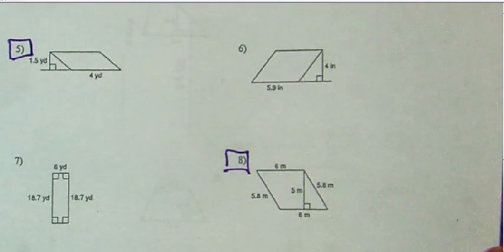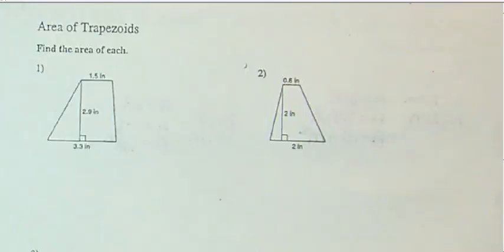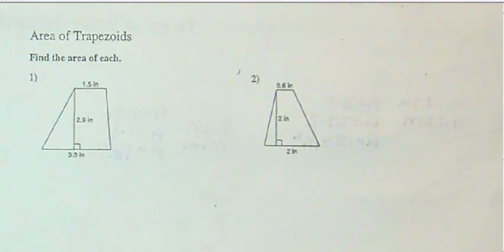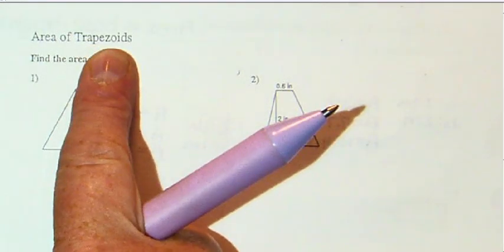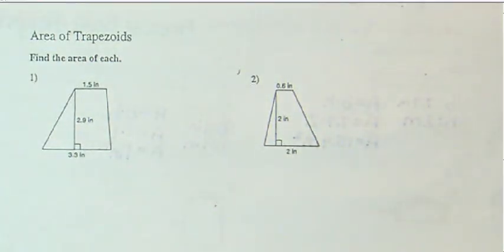Okay, let's go to the back. All right, we have a new shape here, and this is our area of a trapezoid. Again, this formula can be found on your reference sheet, but I'm going to put it on here so you have reference to look back on.